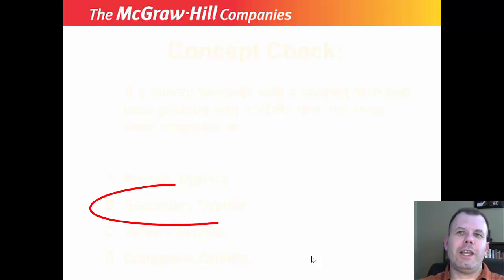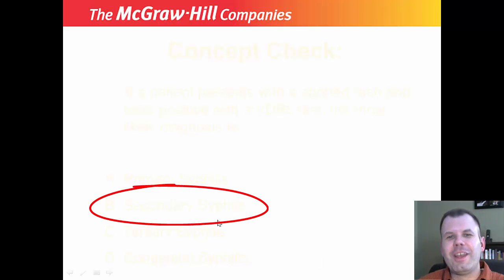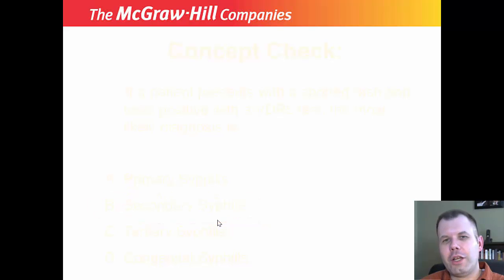Okay, if you can't read it, it is B, secondary syphilis. Secondary syphilis is the one that is associated with the rash and the bacteria in the blood. Sometimes you get ulcers in other parts of the body, and it can affect other parts. So if you said rash and secondary syphilis, you'd be correct.